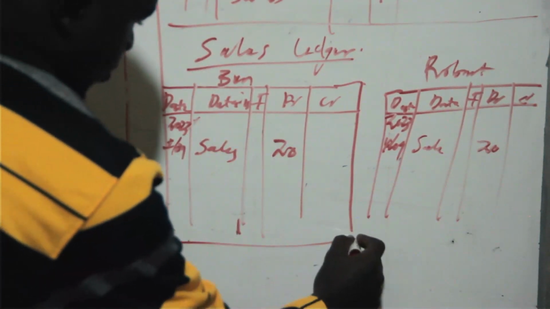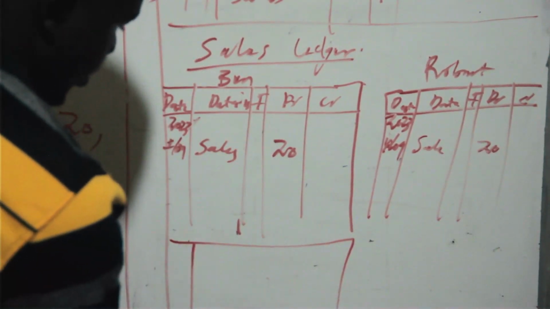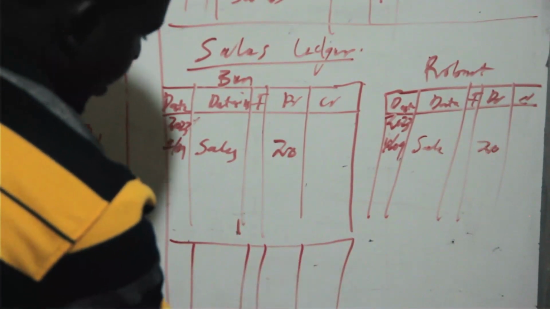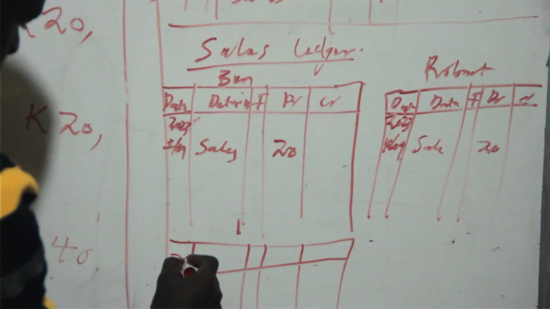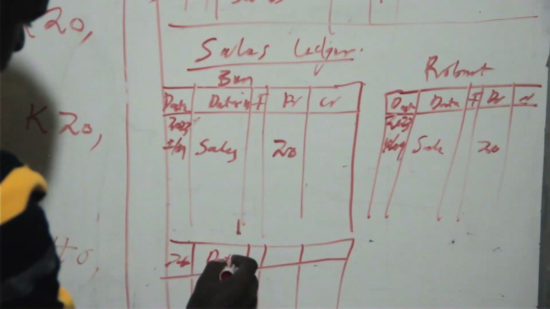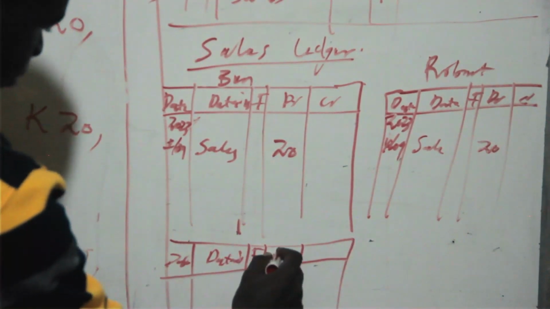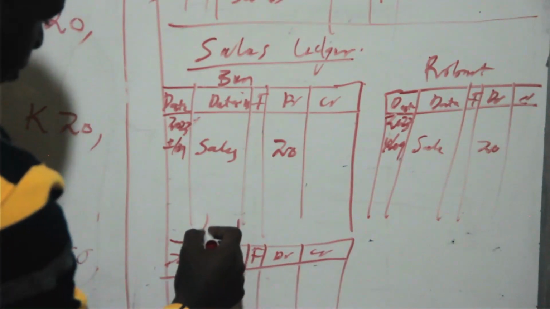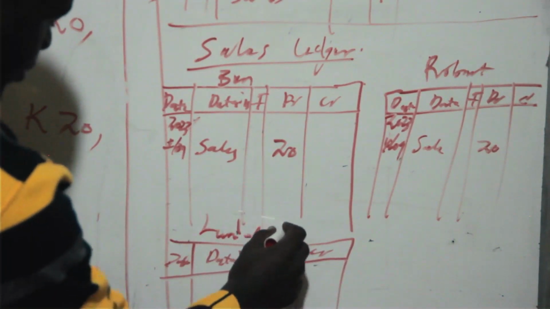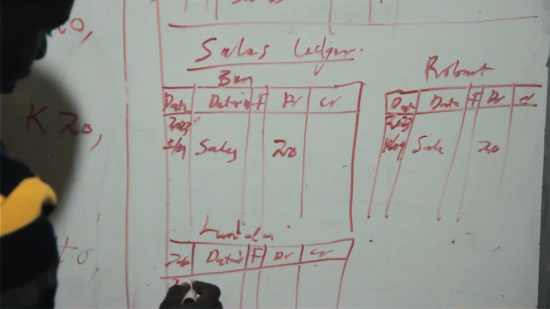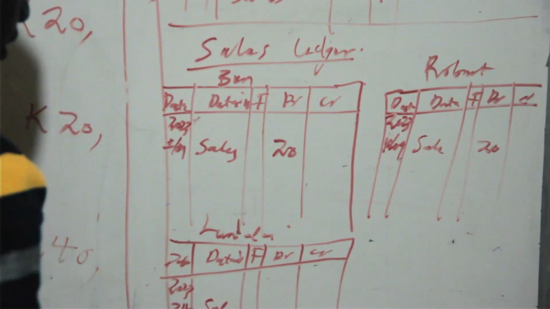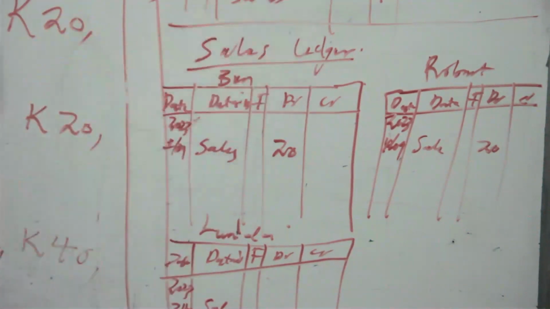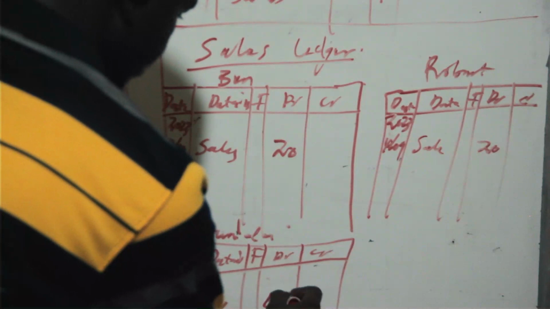Then the last one is for Lubunda, and it occurred on the 21st of September. So we'll say Lubunda, 2023. That's going to be 21st of September. We'll say sales, we'll debit that amount, which is 40 kwacha.